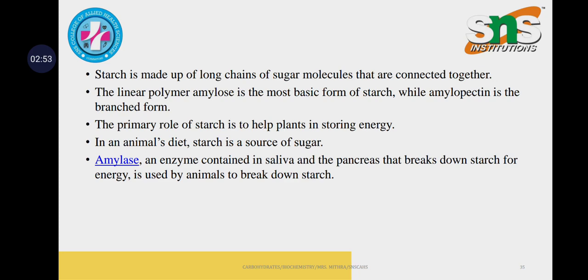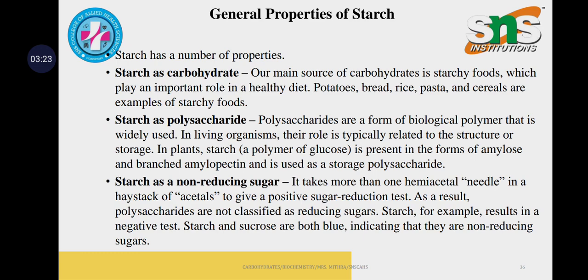The linear polymer amylose is the basic form of starch, while amylopectin is the branched form. The primary role of starch is to help plants store energy, and in animals it is a source of sugar. Amylase, which is an enzyme present in saliva and the pancreas, breaks down starch for energy, and it is used by animals to break down starch molecules.